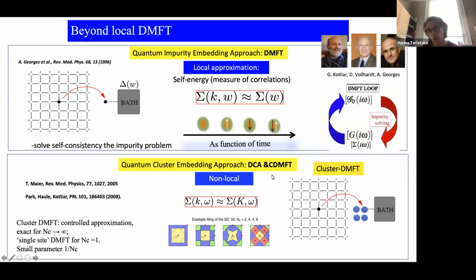And there are two ways you can do this. You can do this in momentum space, that's what we know as DCA, or you can do it as a real-space cluster in an effective medium, which is cluster DMFT. In this case, as you increase the cluster size, you will approach the exact solution, because there is a small parameter, 1 over cluster size, and within the cluster you will be systematically recovering some momentum dependence of the self-energy and Green's function quantities.